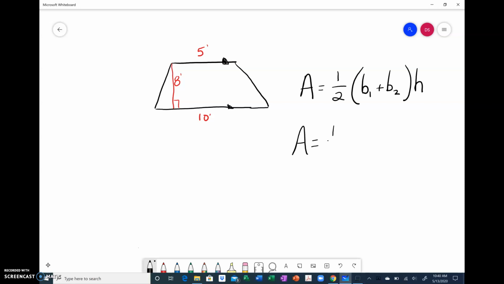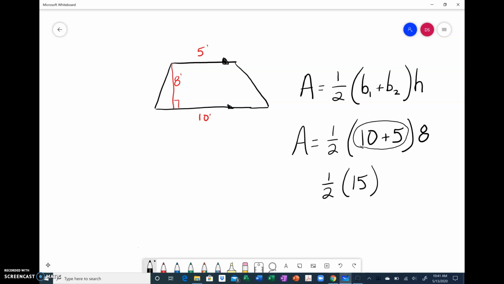So area equals 1/2, and then I'm going to add the two bases, which are 10 and 5. And you could put 5 and 10, it doesn't matter, times a height of 8. Okay? Now, in some of the examples that we're about to do, you will have to use the distributive property. And I'll remind you when we get there how to do that. In this one, you don't have to. You can just add these together because they're both constants. And so you get 1/2 times 15 times 8.